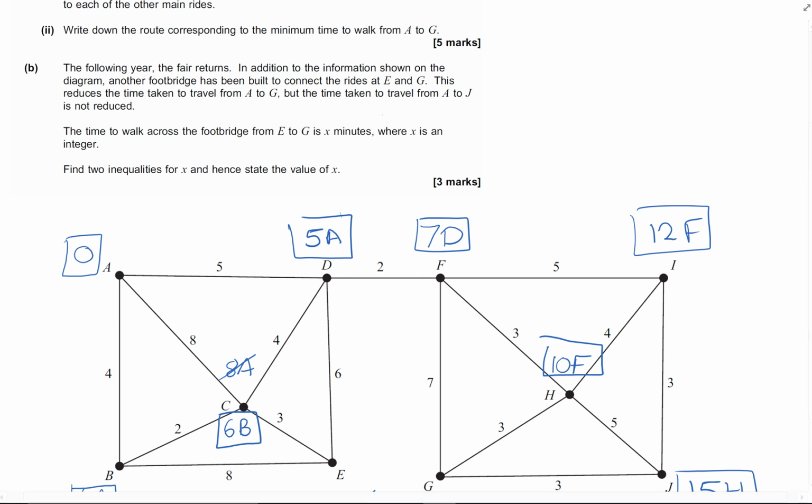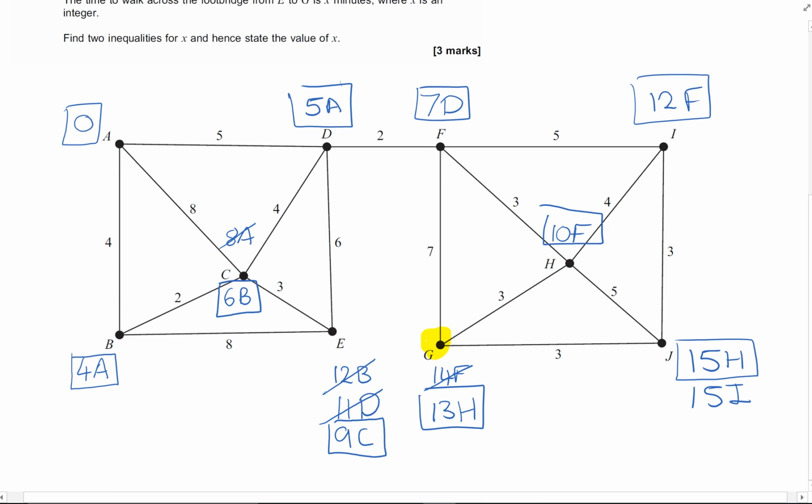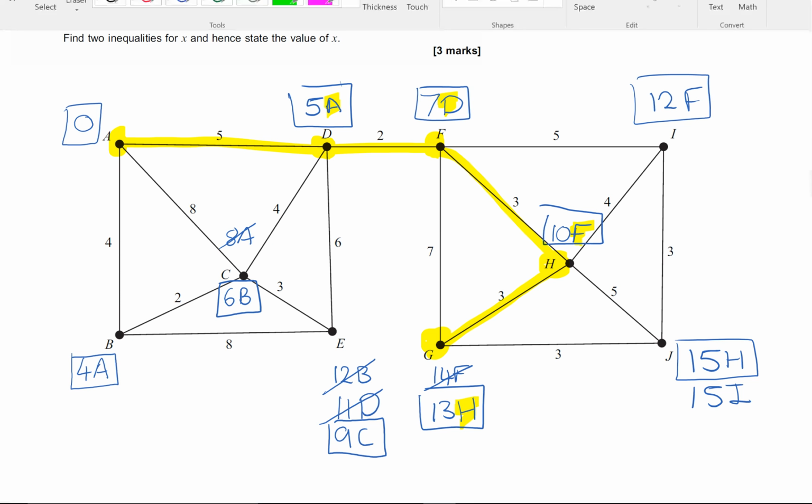So where do I want to go? I want to go to G. And this is where writing the labels really helps us. So from G, we go back to H. From H, we go back to F. From F, we go back to D. And then from D, we go back to A. So my route is this one here. And that's why we write down where we've been as well.